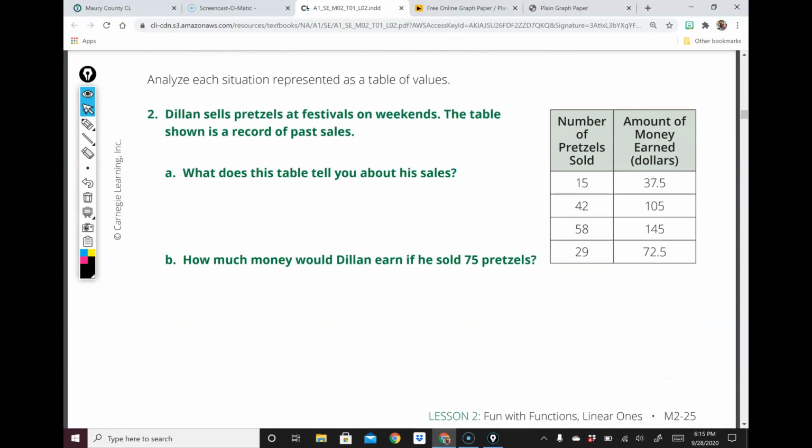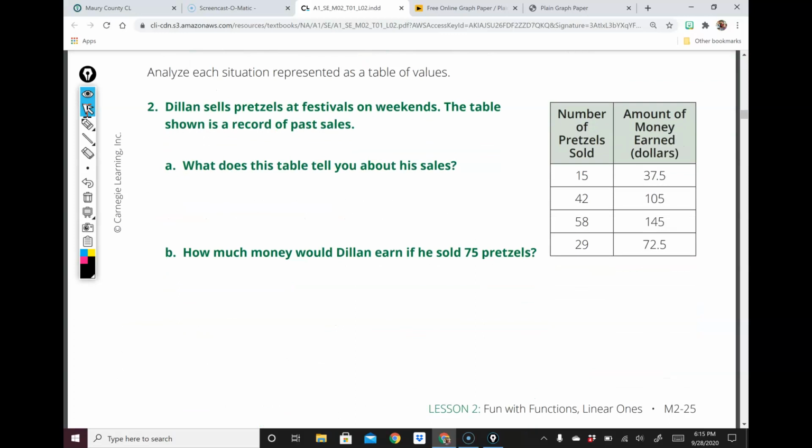Analyze each situation represented as a table of values. Dylan sells pretzels at festivals on weekends. The table shown is a record of past sales. What does this table tell you about his sales? How much money did Dylan earn if he sold 175 pretzels? All right, so let's look at our rate of change. Let's look at our slope here.